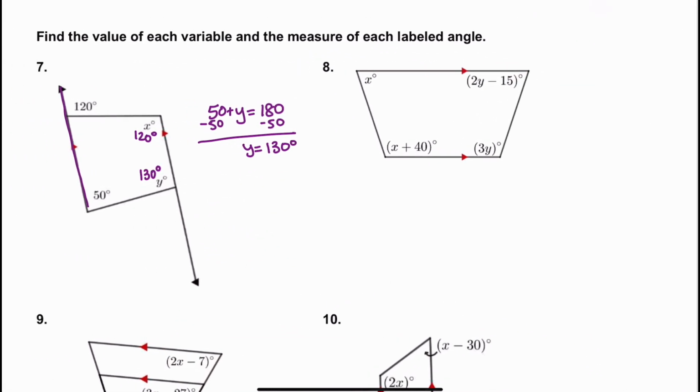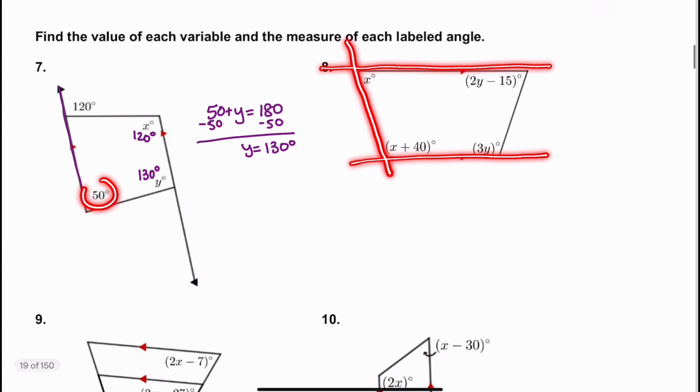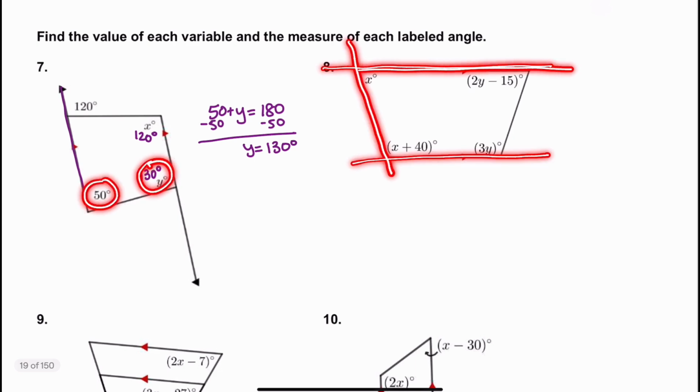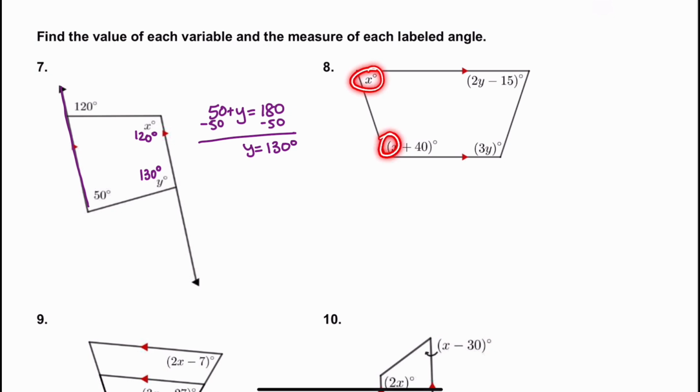Okay, number 8, we have two parallel lines and a transversal. Now remember, same side interior angles are not equal. They add to equal 180. See, this is a smaller angle than this one here. So I'm going to take my x plus x plus 40, and that's going to equal 180 degrees. So I have 2 x's plus 40 equals 180.